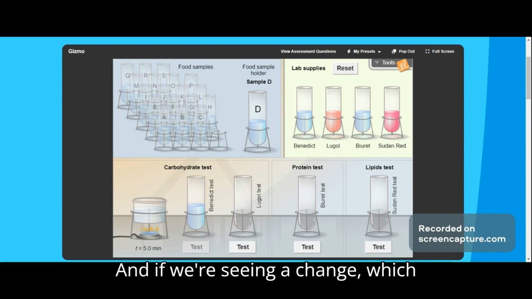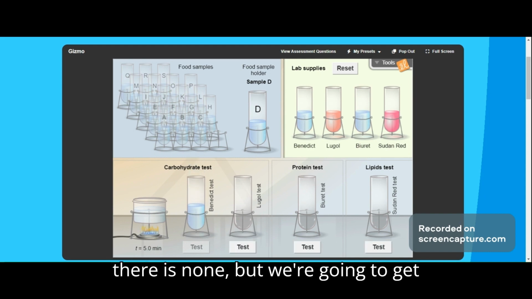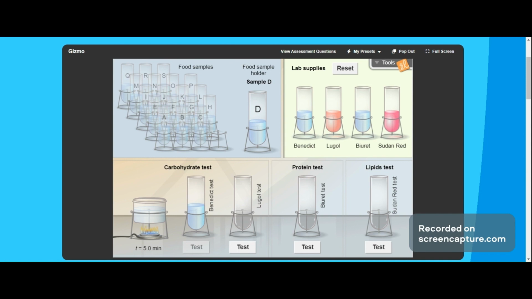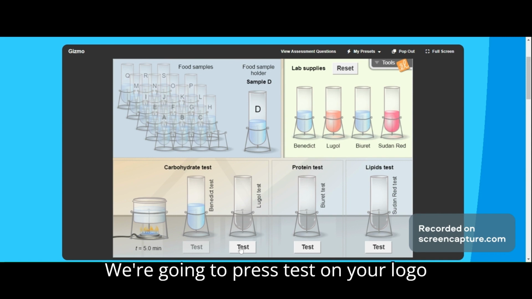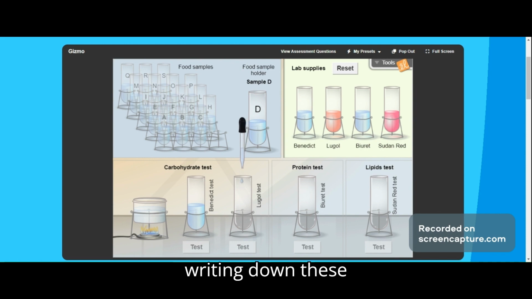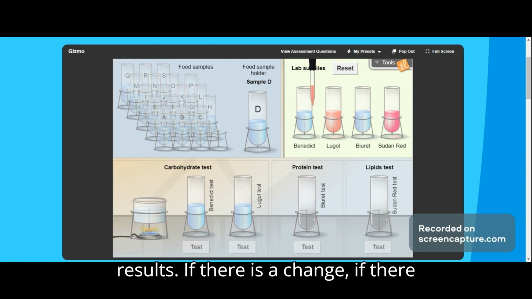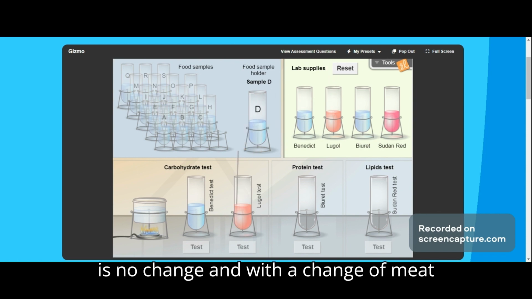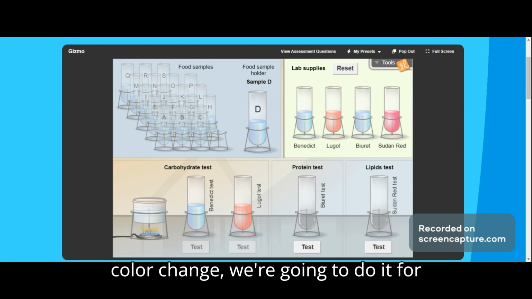And if we're seeing a change, which there is none, but we're gonna get into that just soon, we're gonna press test on the Lugol now, and please make sure that you are writing down these results, if there is a change or if there is no change. And when we say change, we mean color change. We're gonna do it for the protein now.